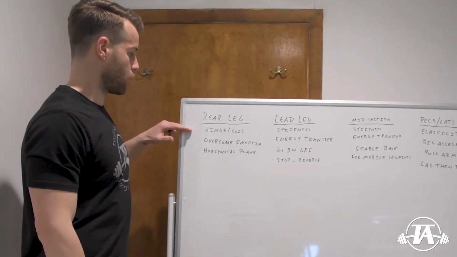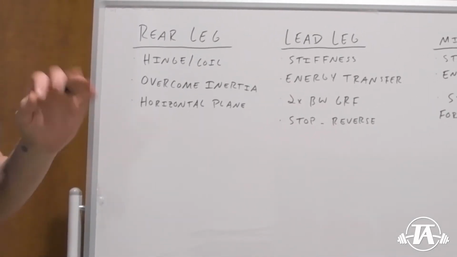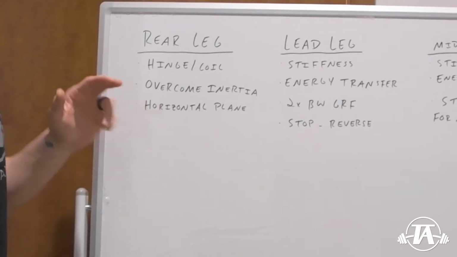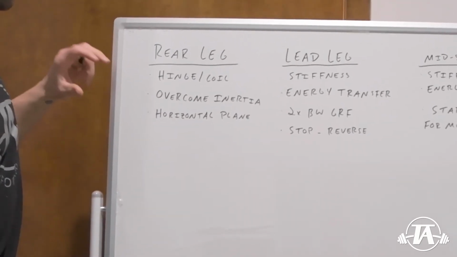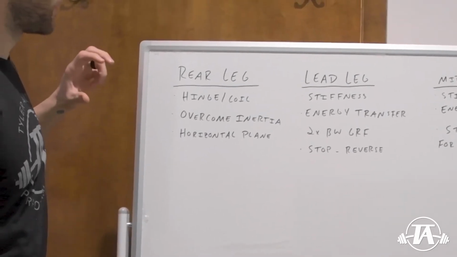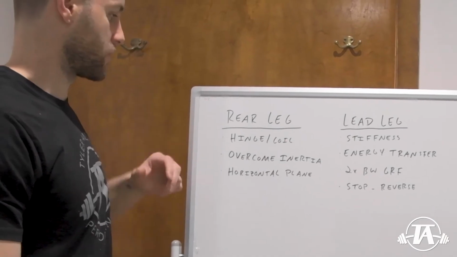It's going to need to hinge and coil. All right, obviously for the internally rotated athlete, that's going to be a little bit different, but we're not really going to dive into that today. It's a topic for a different video. So it needs to hinge and coil, and this is how we place a stretch on the tissues of the hip, which will then be utilized in terms of elastic energy later in the delivery.